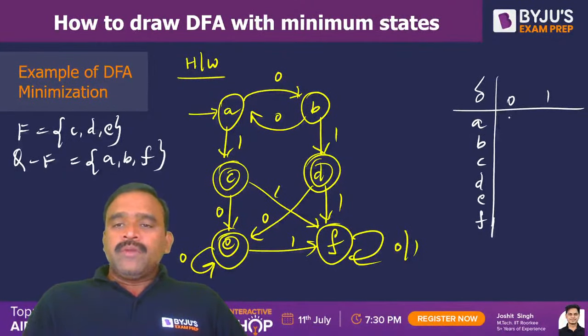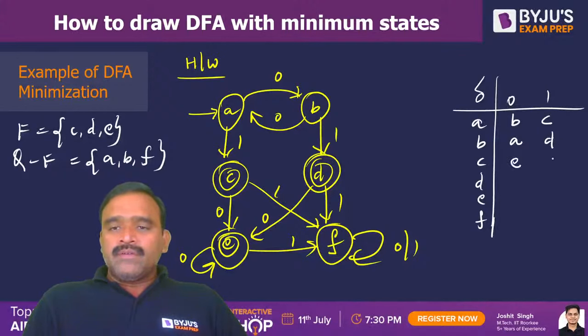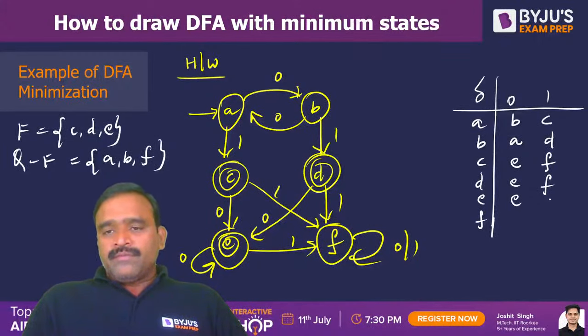Now A0 is B, A1 is C. B0 is A, B1 is D. C0 is E, C1 is F. D0 is E, D1 is F. E0 is E, E1 is F. F0 is F, F1 is F, like this.